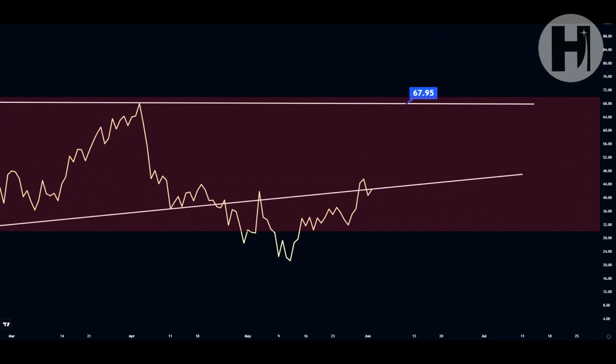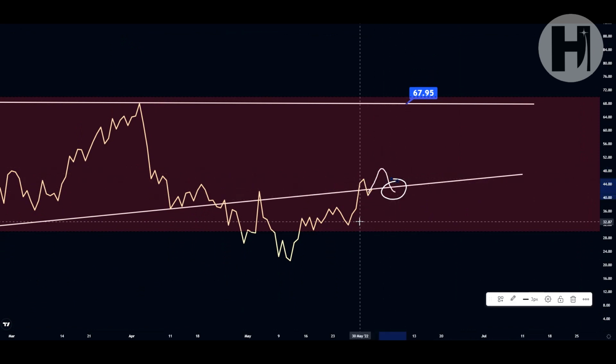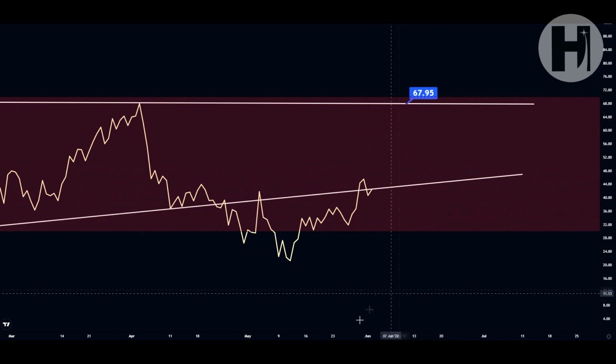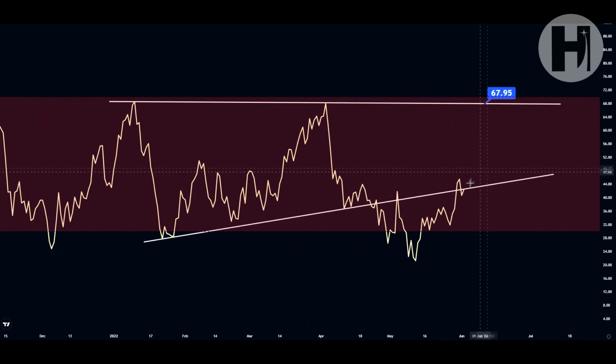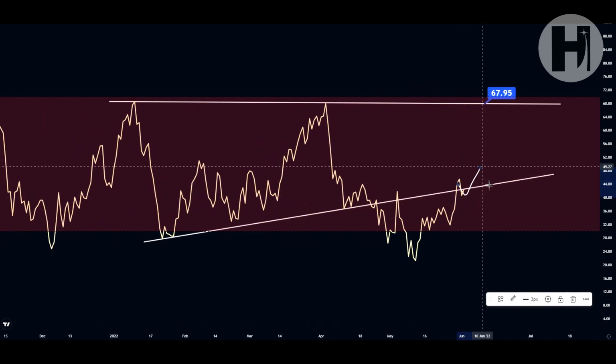Now, if we do break above, I would be looking for a back test of support, and that's where I would enter, to be honest, because you don't enter once you break out, you enter on the back test of support. If you're going for the long term and you're accumulating, then there is really no reason to wait.